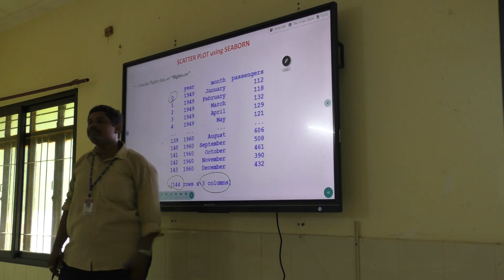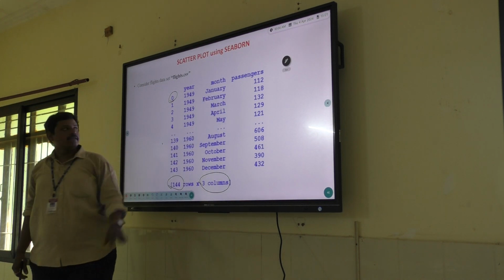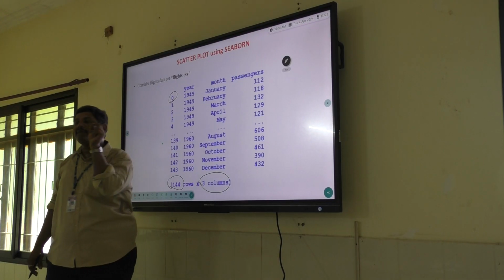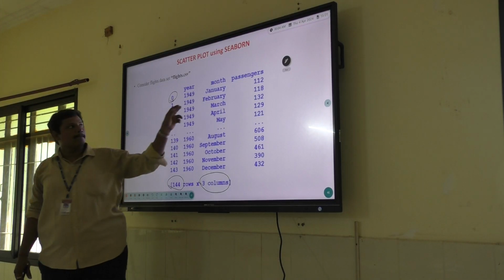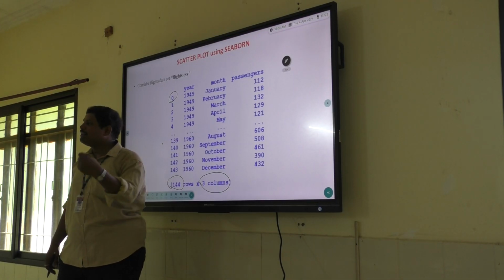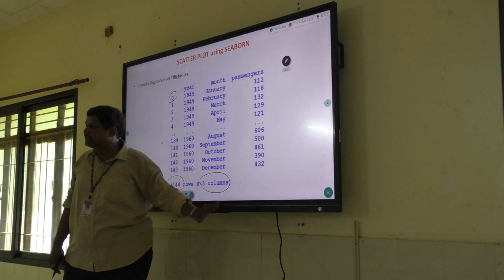And the third one is number of passengers. So in a particular year, in a particular month, if you take a particular year and a particular month, number of passengers who have taken flights, those values are present here.